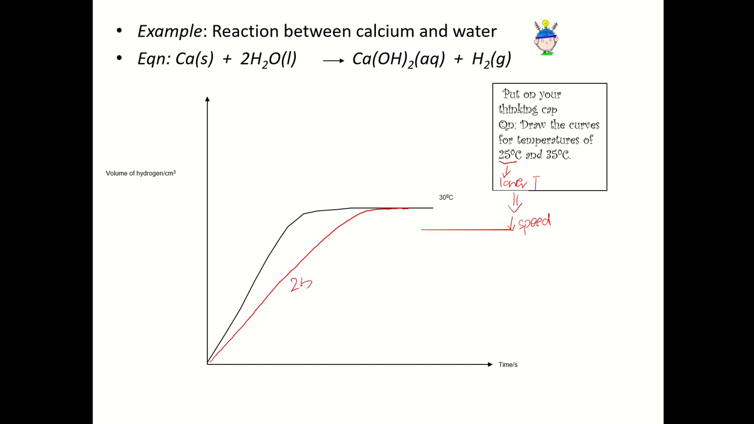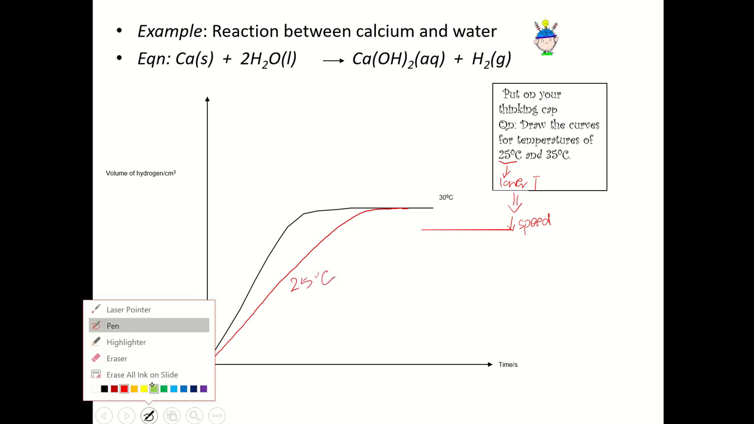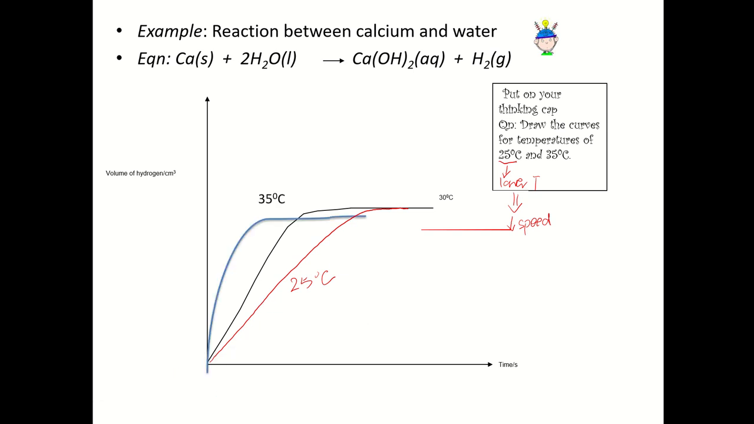So this is 25 degrees Celsius. And if you have to do for 35 degrees Celsius, there you go. Because at higher temperature, you should have increased speed of reaction. So I hope by now you are quite familiar with how you can sketch the graph to represent the speed of a reaction.